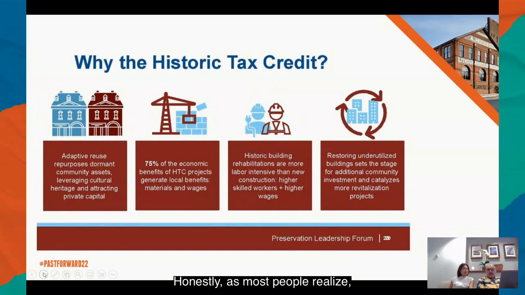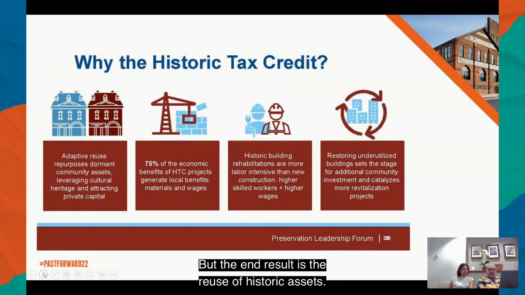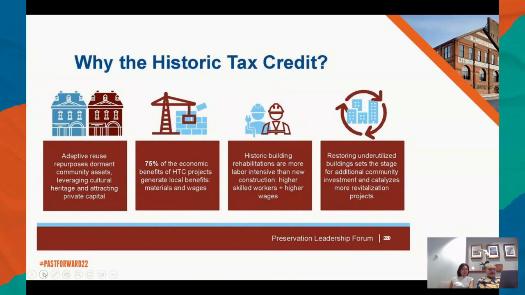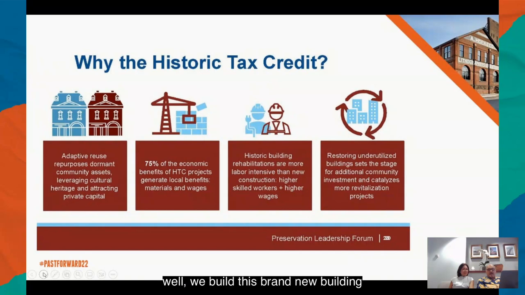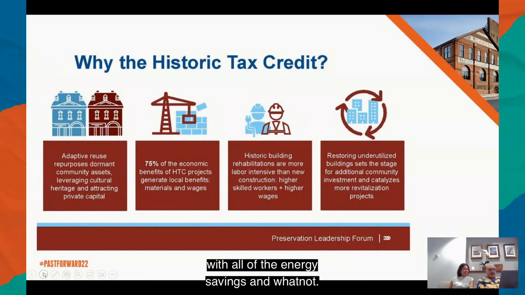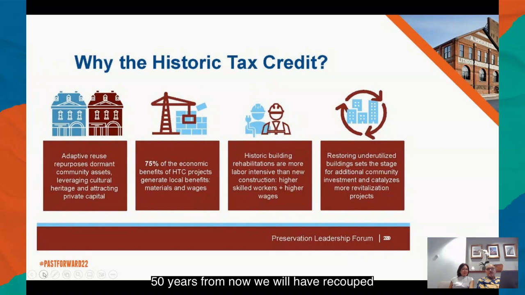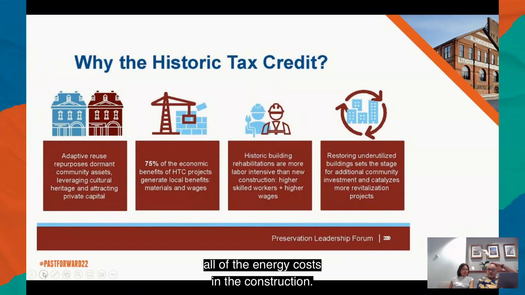As most people realize, doing work on historic buildings tends to be more labor intensive than working on more modern buildings. But the end result is the reuse of historic assets. And the truth of the matter is the greenest building is the building that already exists. When people look at these calculations, we build this brand new building with all of the energy savings and whatnot, 50 years from now we will have recouped all of the energy costs in the construction. Well, in a historic building, all those energy costs have already been spent.